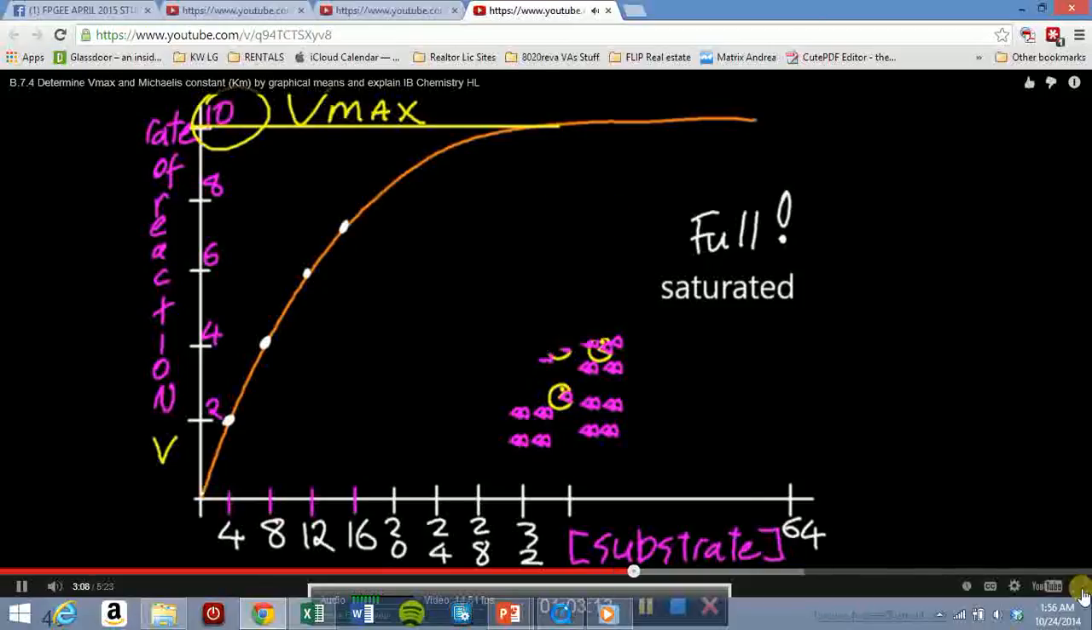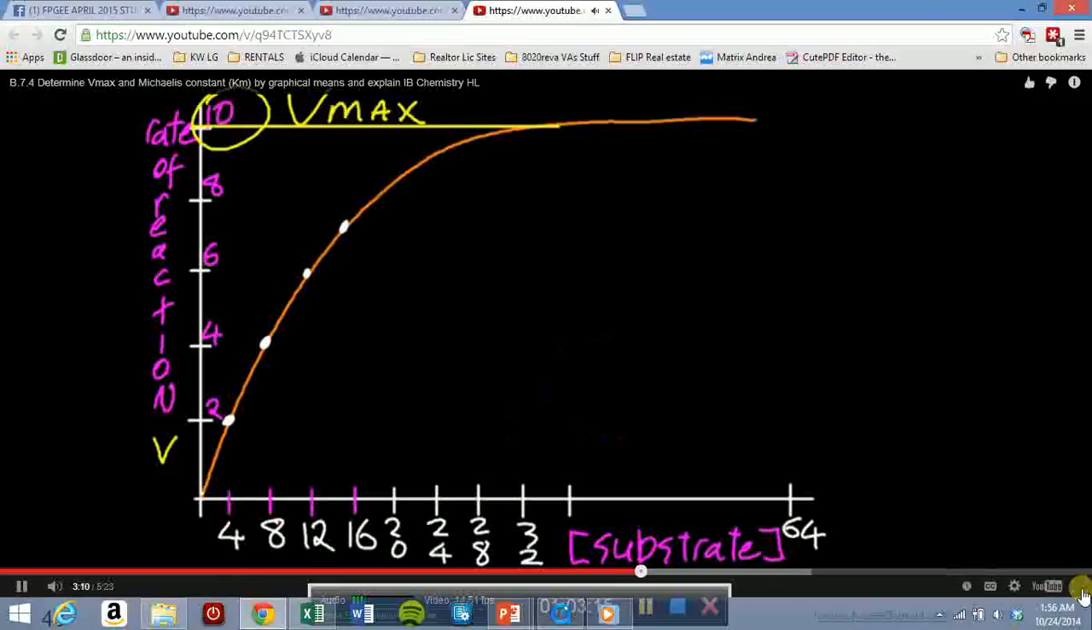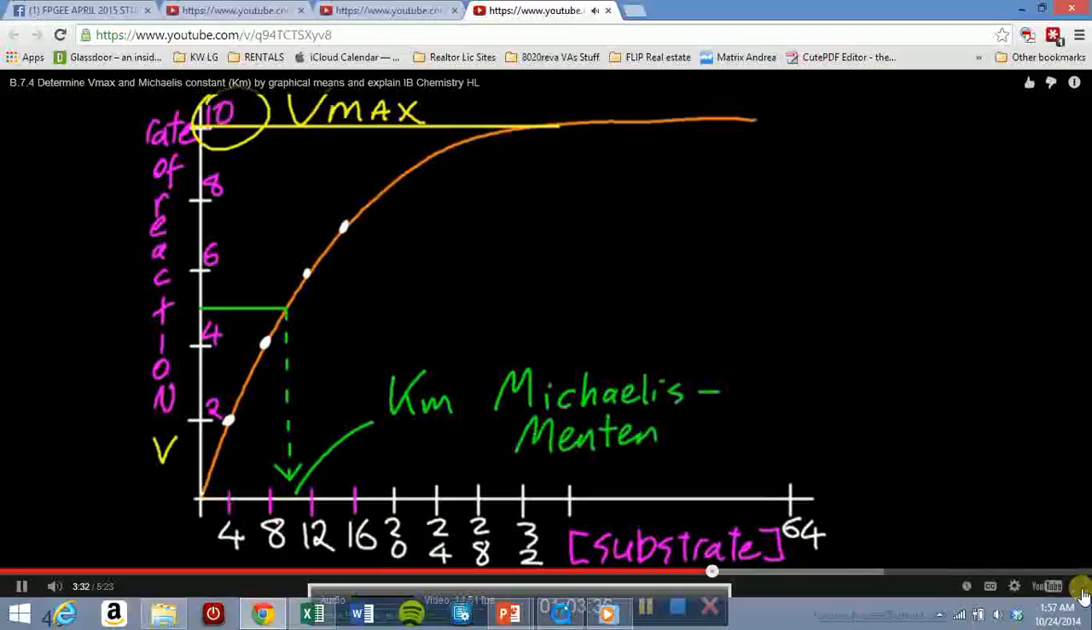Now, if I was to divide Vmax by 2, giving me 5, and read down to the concentration of substrate, that gives me Km. Capital K, small m. Units of concentration there, because it's concentration of substrate. And that is the Michaelis constant. Mr. Menten's probably upset that he doesn't get a mention in the IB syllabus. And again, that's at Vmax over 2.